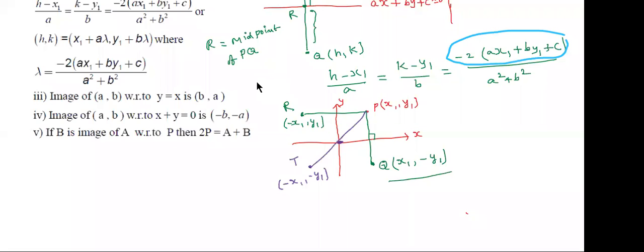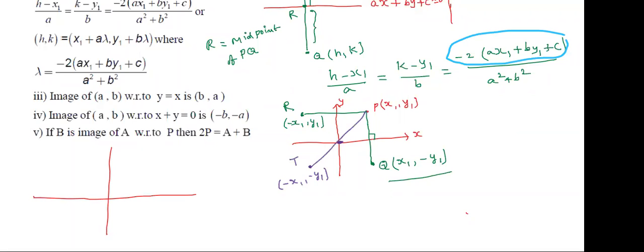I discussed three points: the image of P with respect to the x-axis, the image of P with respect to the y-axis, and the image of P with respect to the origin. Okay, right. So one more point. This is the coordinate system.